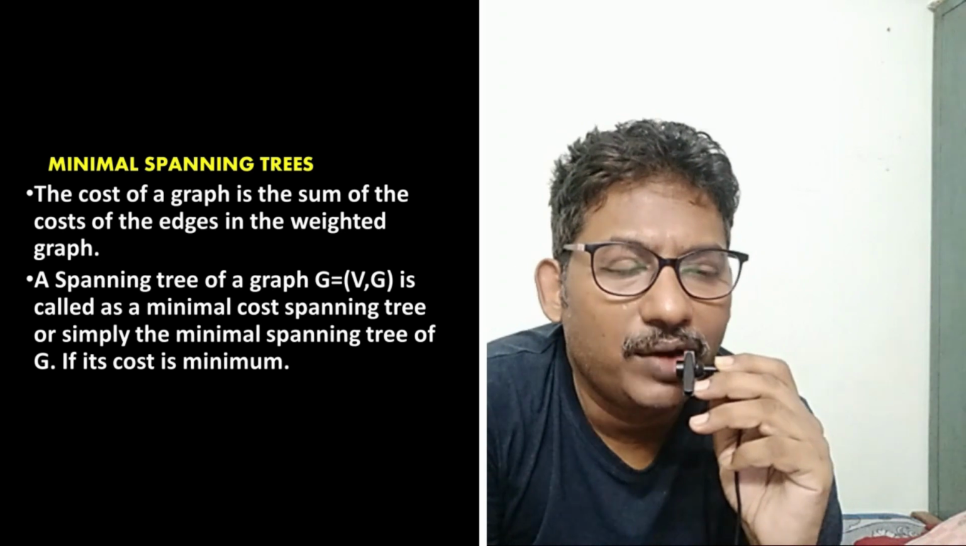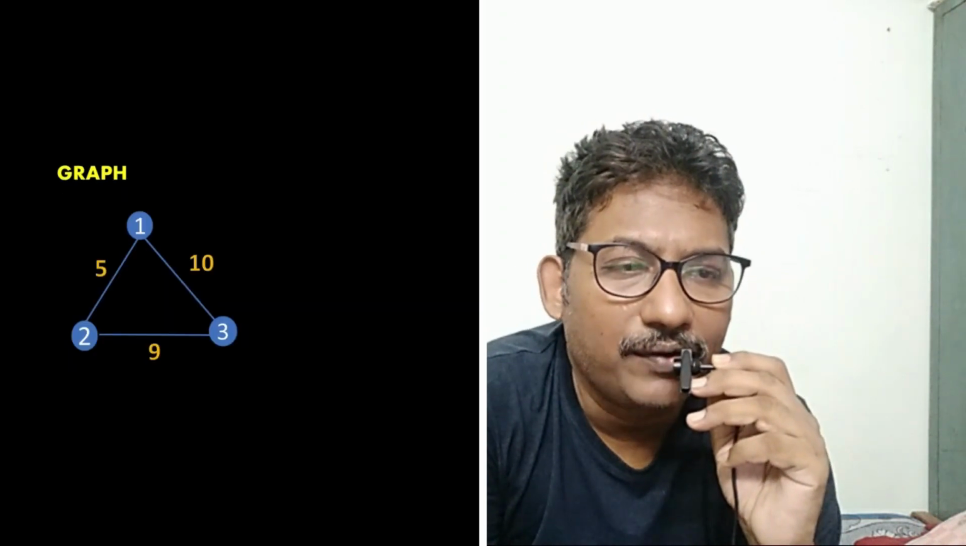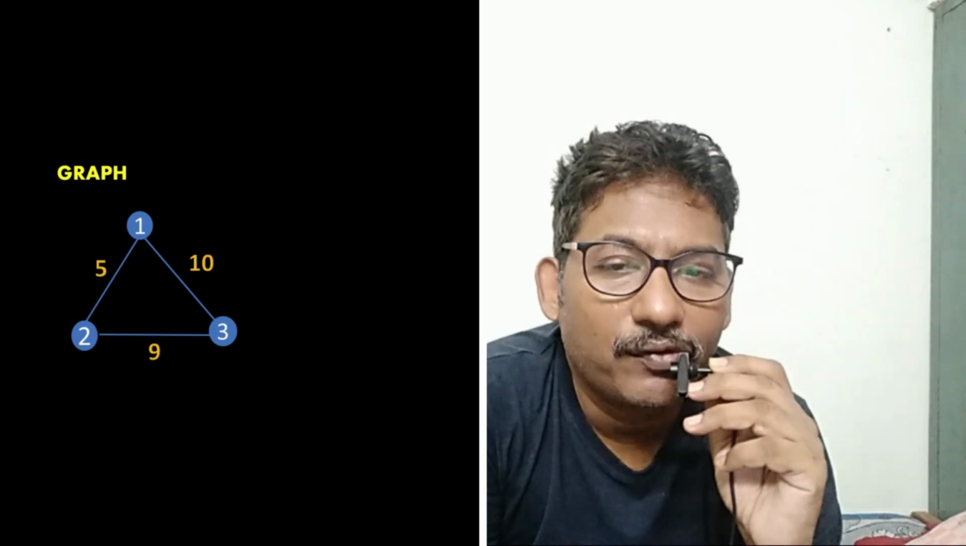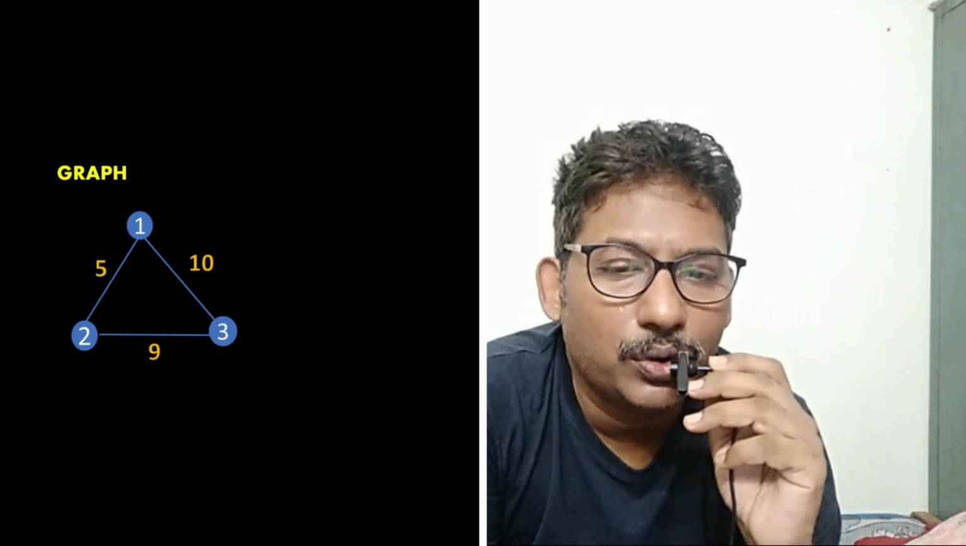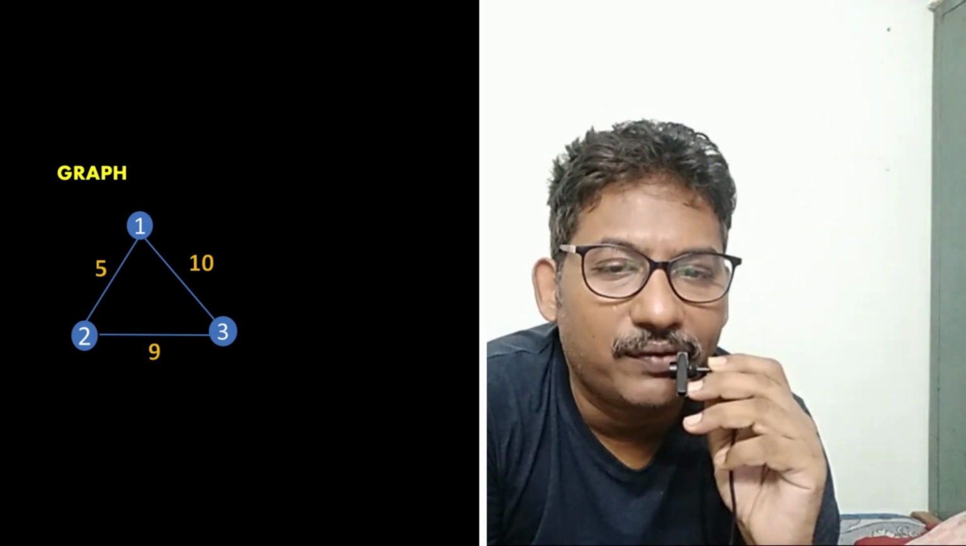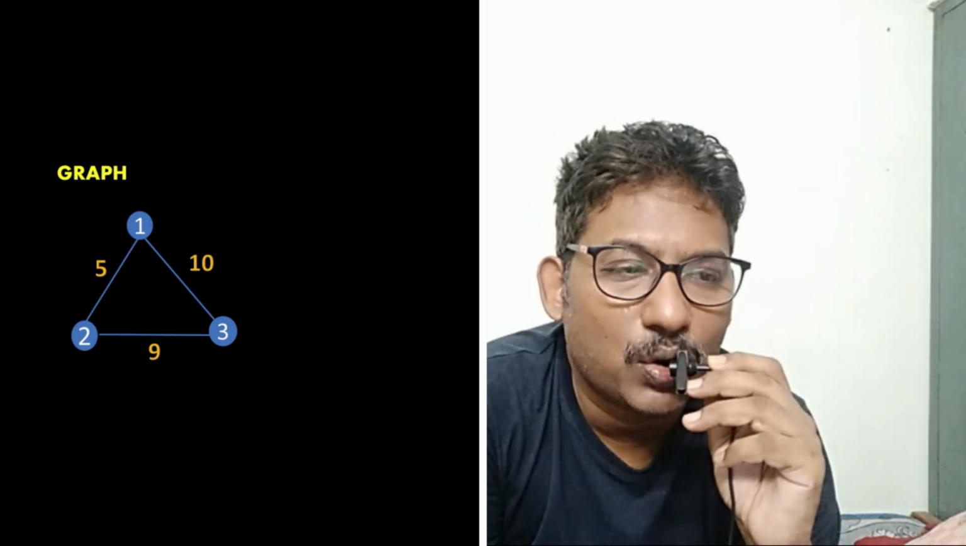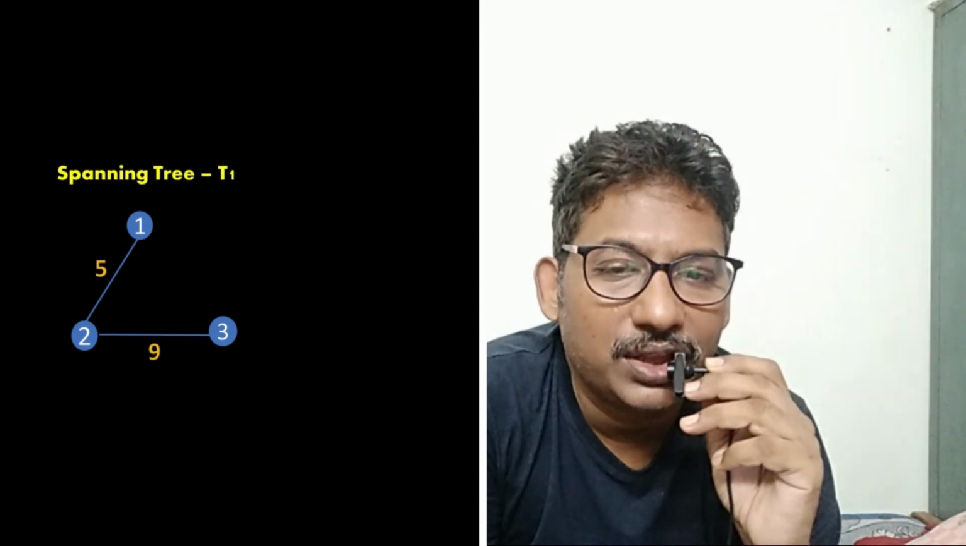That means from a particular graph we are going to derive different spanning trees. Let's take a triangle graph as an example: 1 to 2, 2 to 3. 1 to 2 the weight is 5, 2 to 3 the weight is 9, 3 to 1 the weight is 10. So this is a particular graph with edges E1, E2, E3 and vertices V1, V2, V3. It's a closed graph. Based on this, first we are going to write the spanning trees. That means we will remove one line.